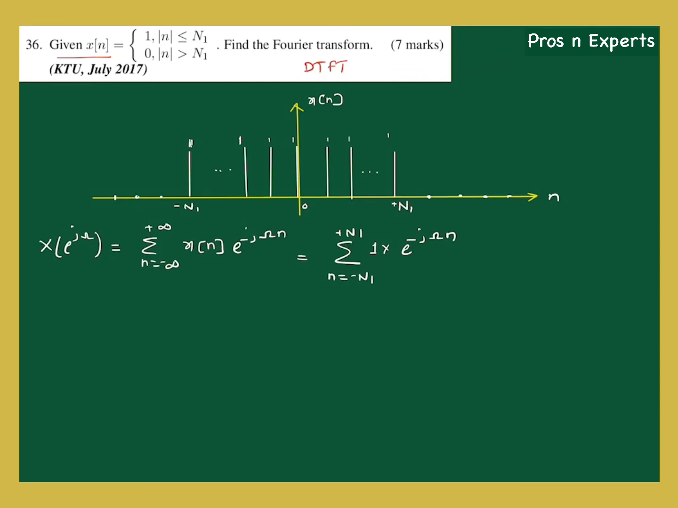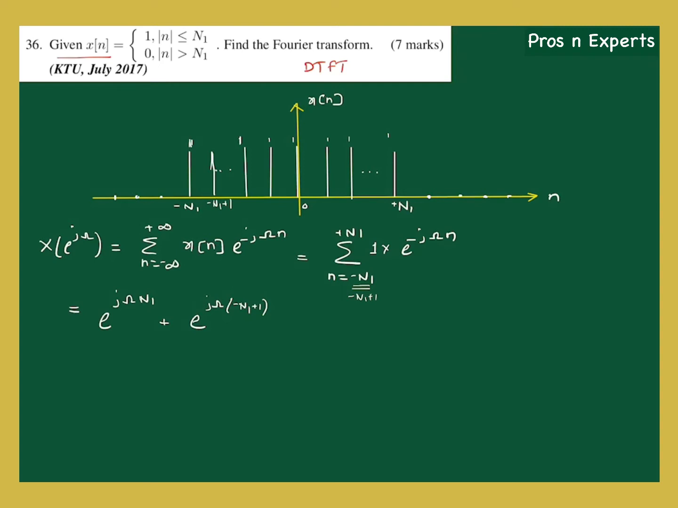So now let us try to expand the sum. The leftmost value will be for n equal to minus n1, and that turns out to be e raised to minus j omega into minus n1. Let me write it as e raised to plus j omega n1. I hope you understand it. E raised to plus j omega n1. Plus the second sample will be for minus n1 plus 1. So e raised to minus j omega into (minus n1 plus 1), that will turn out to be e raised to plus j omega (n1 minus 1).